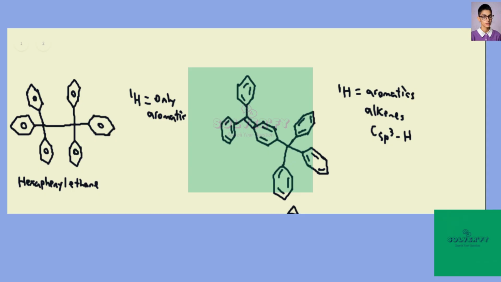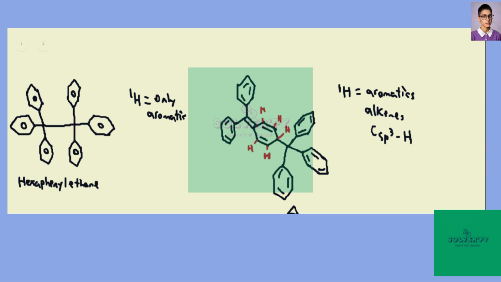So one hydrogen on an sp3 carbon, and that's going to be this guy right here. So there's that. And then also there are going to be alkene protons here and here and here and here. And so we can pretty easily distinguish between these two molecules, because molecule A is going to have alkenes and one hydrogen on an sp3 carbon, and hexaphenylethane is only going to have aromatic protons.